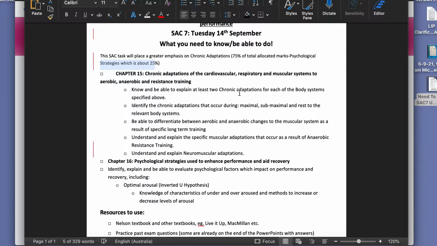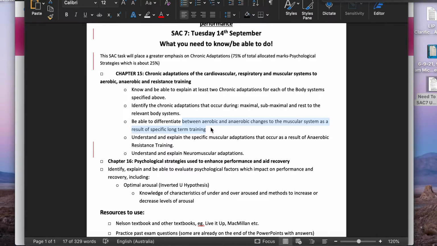So knowing what is happening both at jogging, that's submaximal, at sprinting, the maximal, and also at rest is important to differentiate. You do need to know the difference between both aerobic and anaerobic changes, okay? And in particular, looking at the muscular system, okay? You need to look at which training type, whether it's aerobic training, resistance training, anaerobic training, etc., will elicit which response in which system. And you also need to understand what the specific muscular adaptations are when we do resistance training. The neuromuscular adaptations, talking about the brain and the messages from the brain down to the muscle, is important to know as well.